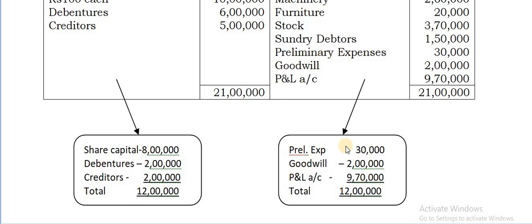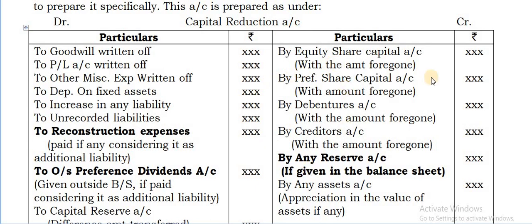These are the assets which are being written off, so they will appear on the debit side of a capital reduction account. Only the foregone amount or surrendered amount will be taken on the credit side, and assets being written off will be taken on the debit side. Okay, so this you can understand. If there are any unrecorded liabilities or an increase in the liabilities, that also will be taken on the debit side.